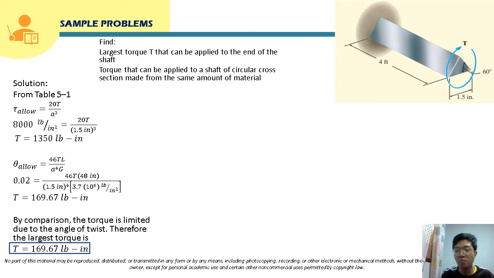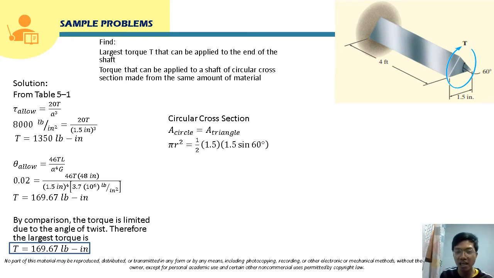So let's say the area of the triangle should be equal to the area of the circle so that it will be the same amount. The area of the circle is pi r squared, right? And the area of an equilateral triangle is 1/2 base times height. So the base here is 1.5, and the height here, class.